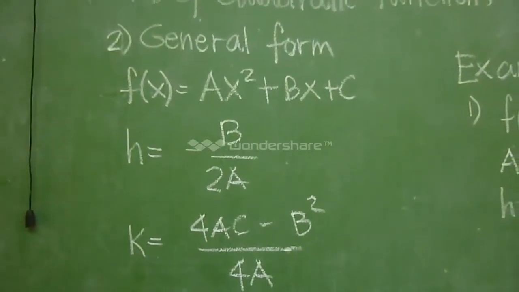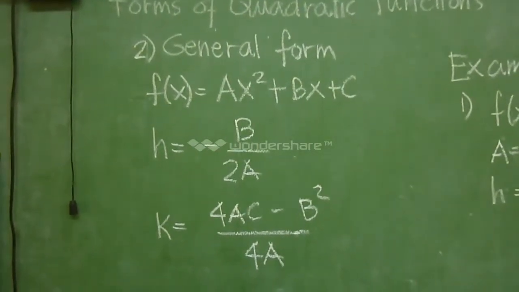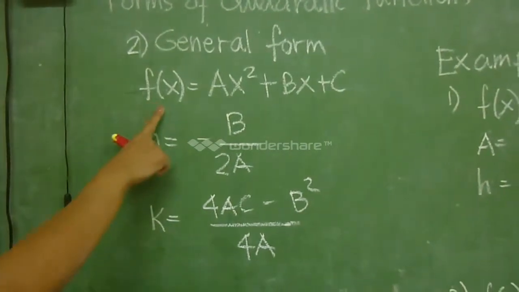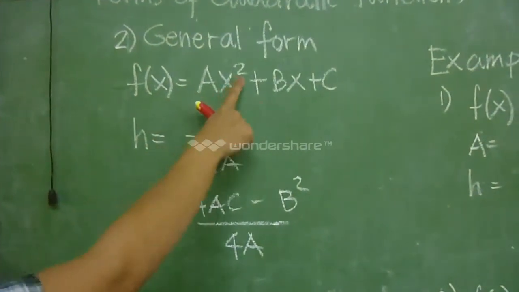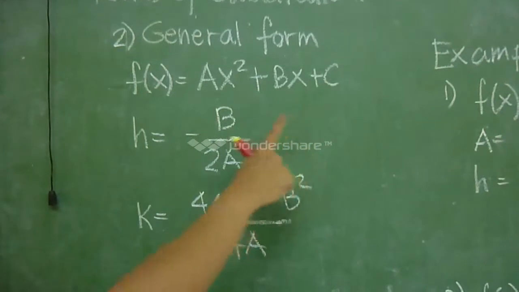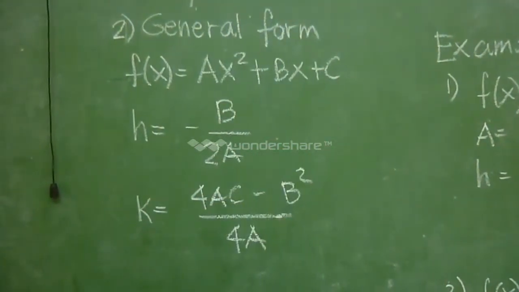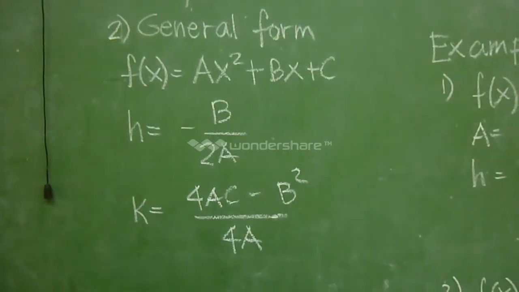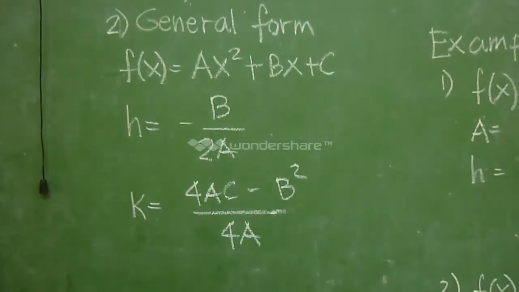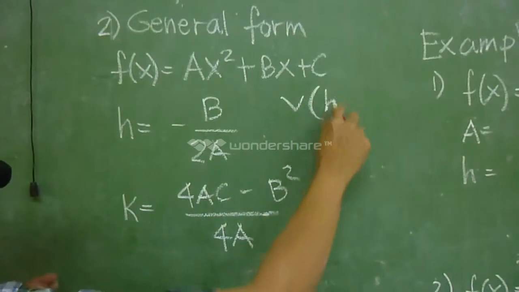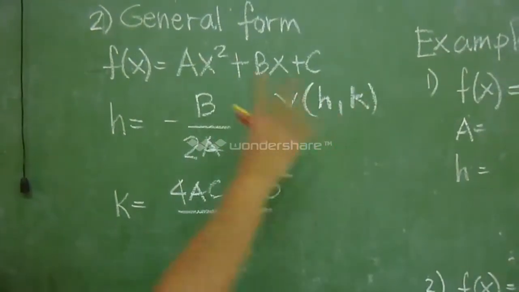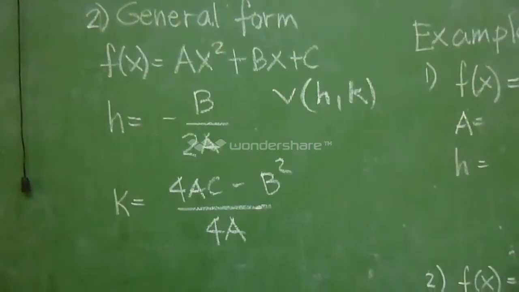The second form of the quadratic function is what you call the general form. This is in the form f of x is equal to ax squared plus bx plus c, where your a, b, and c are real numbers. So, meron tayong way on how to find the vertex h, k. Since hindi natin ma-identify yung h, k sa general form, meron tayong formula ang susundin.